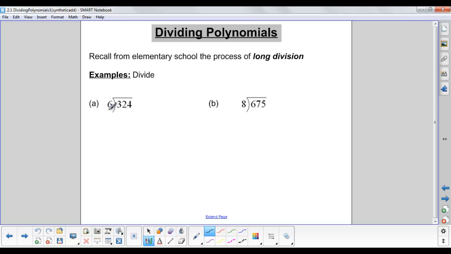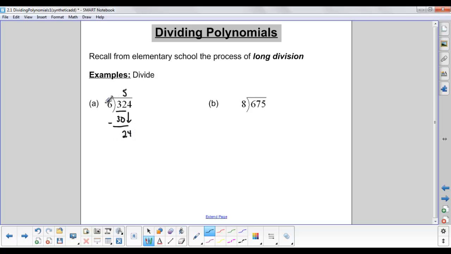Now remember the process. We take this 6 and we see if it can divide evenly into the first number, which it doesn't. So we take the 6 and we see if we can divide it into 32. So 6 goes into 32 5 times. And then we know that 5 times 6 is 30. We do the subtraction, so 32 take away 30, and we bring down the next number.